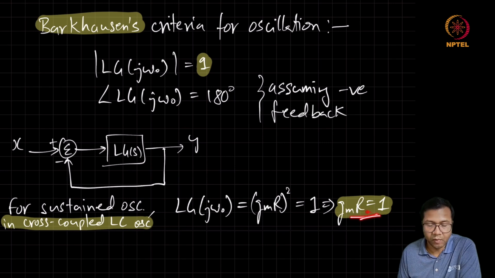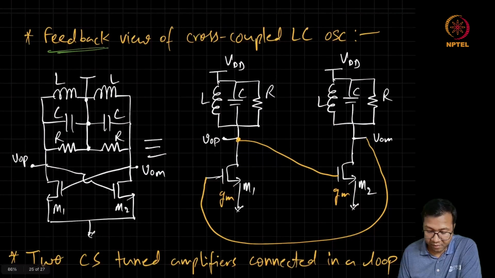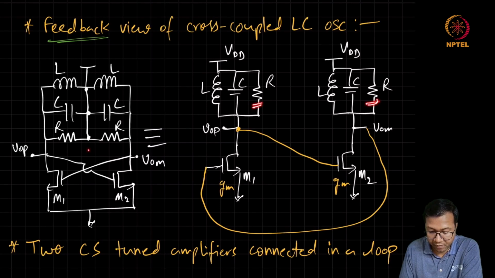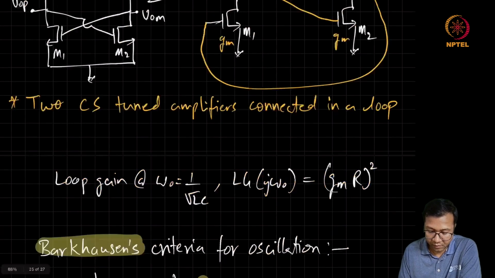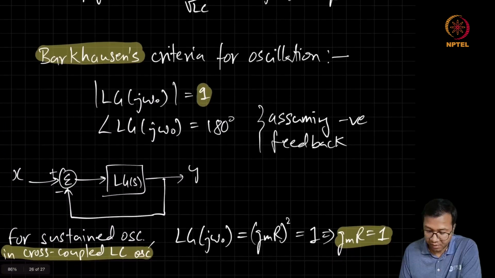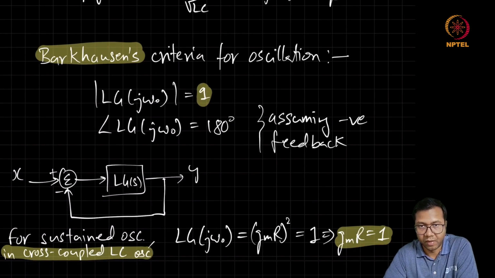So this is the same relation which we got earlier also when we were discussing the power supplied by the active circuit being equal to the power lost in this resistance. That condition was when GM R is equal to 1. Here also we can see that we are getting the same condition when we are looking at this cross-coupled LC oscillator from the perspective of a feedback system.